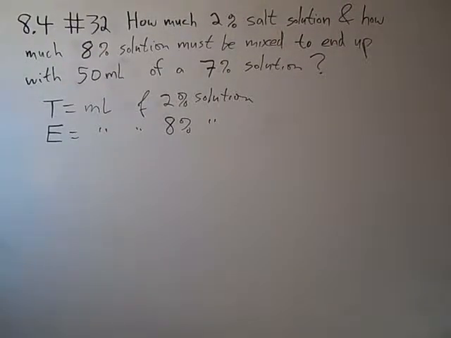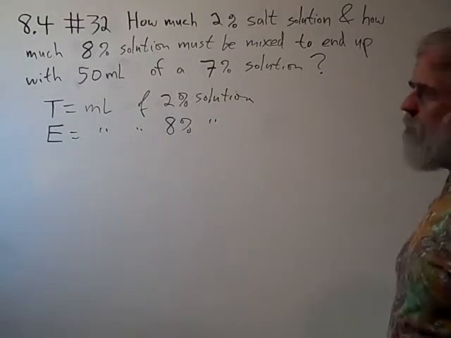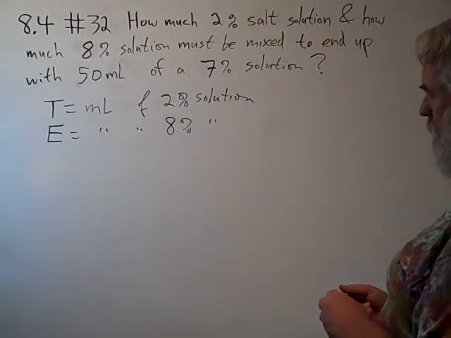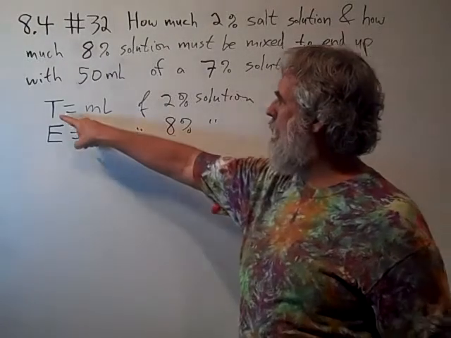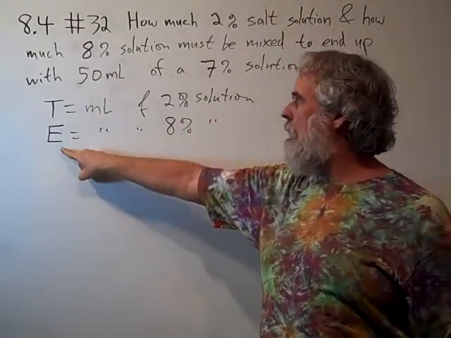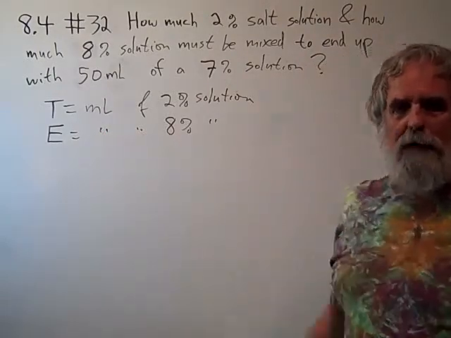How much 2% salt solution and how much 8% salt solution must be mixed to end up with 50 milliliters of a 7% salt solution? Okay, let's let T stand for the milliliters of 2% solution that we're mixing, and E is the number of milliliters of an 8% solution that we're mixing.